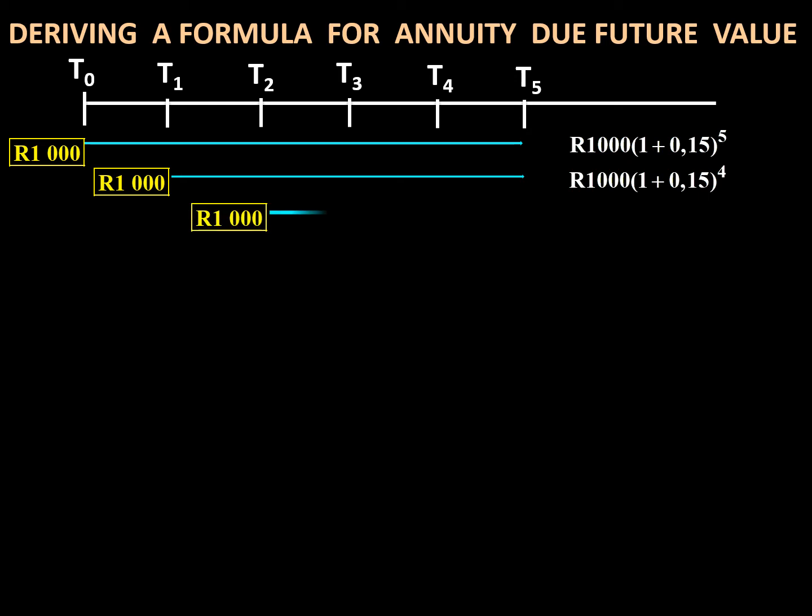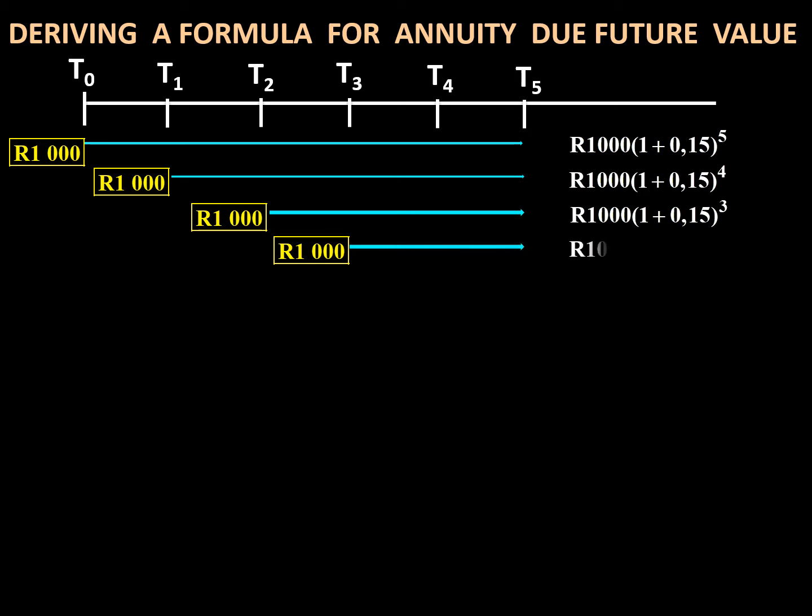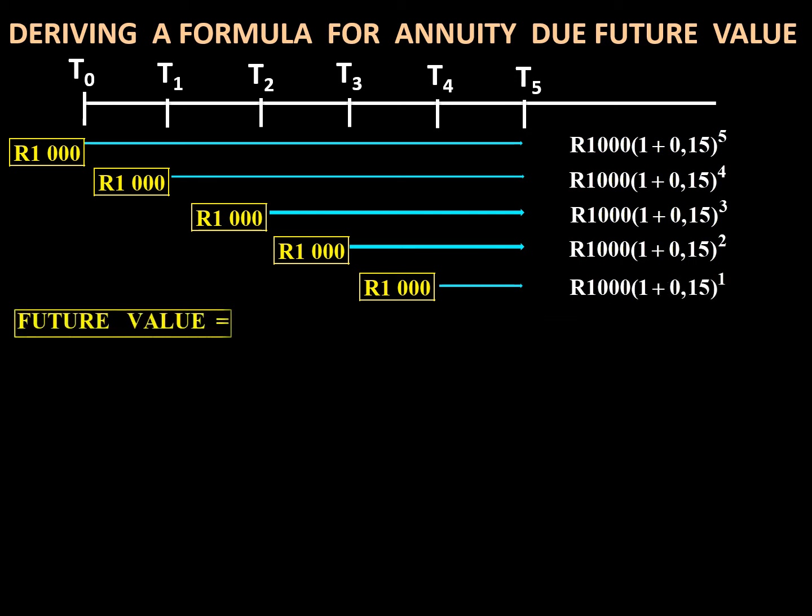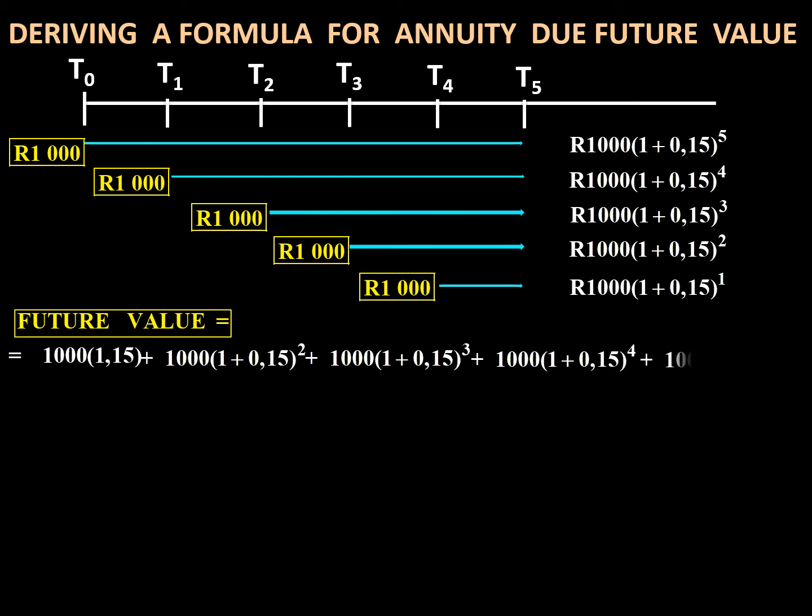Then the third deposit at the beginning, and then the fourth deposit, that's there for 2 years, and then the last deposit is there only for 1 year. Because we want to find the future value, this is a series, so we find the summation of that. So let's write all of them down. We start from the bottom. There's our 5 values there.